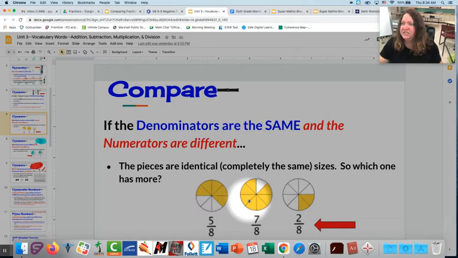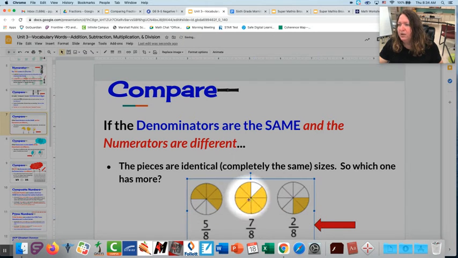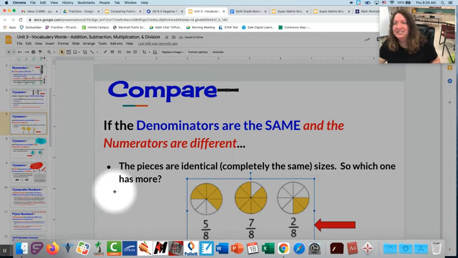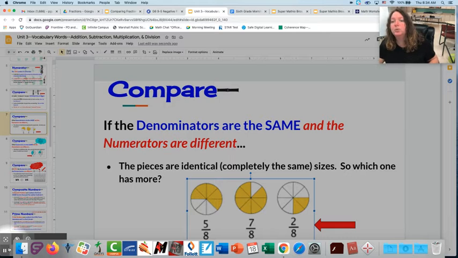This one, 7 out of the 8 pieces are selected, almost all of them. And this one, only 2 out of the 8 pieces are selected. Since they're all the same size, it might be a little easier to tell that one, 7/8, is the biggest. So if the denominators are the same, it's a little easier to tell which one is bigger and which one's smaller.